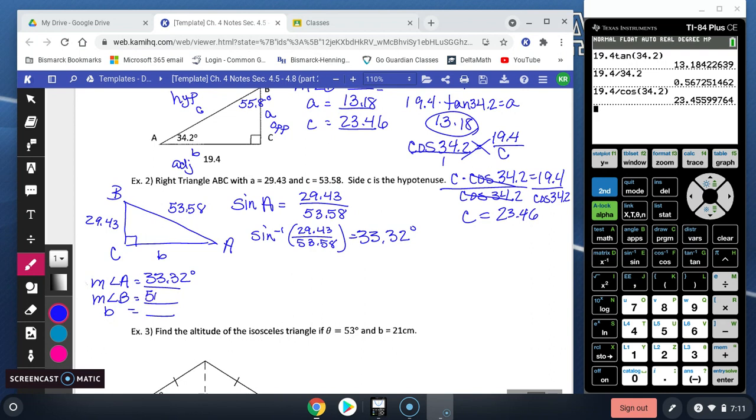I can now subtract from 180. I can find angle B, so that's going to be 56.68 degrees. To find side B, you have a couple of options.